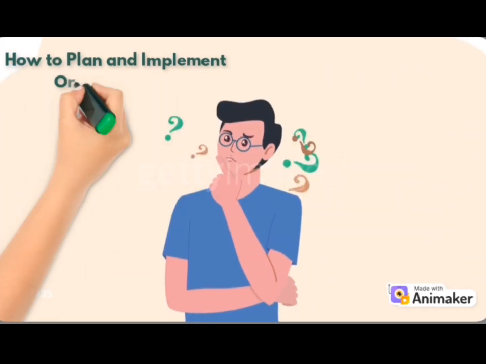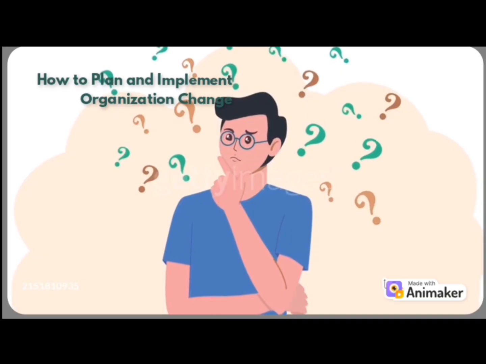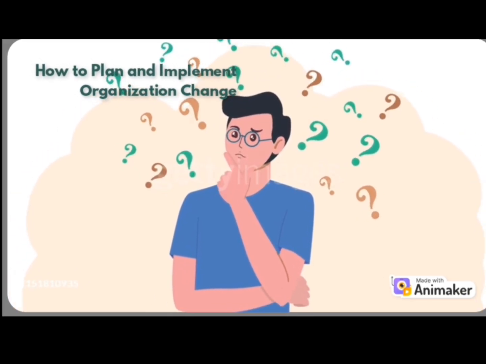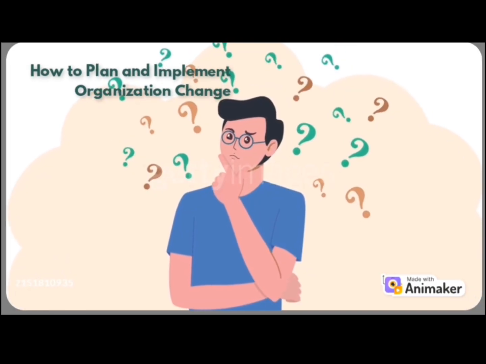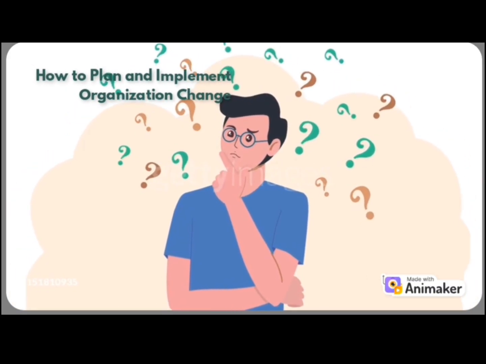How to plan and implement organizational change. Having reflected on the organization's strengths and weaknesses and identified the opportunities for change through an organizational performance analysis, the next step is to plan relevant actions and interventions.